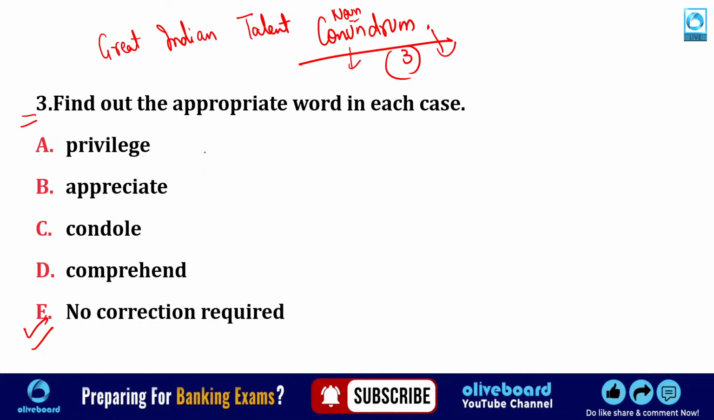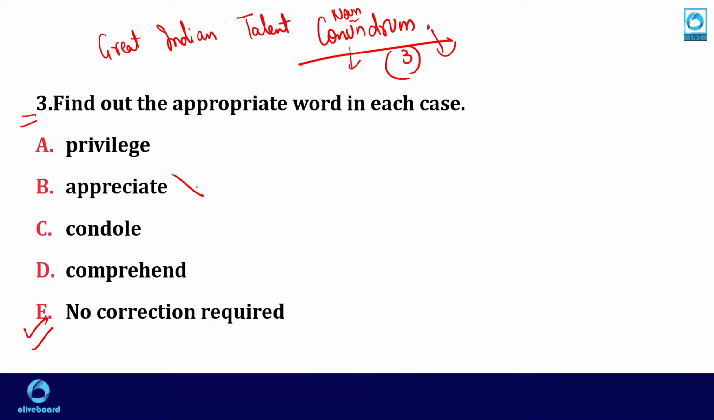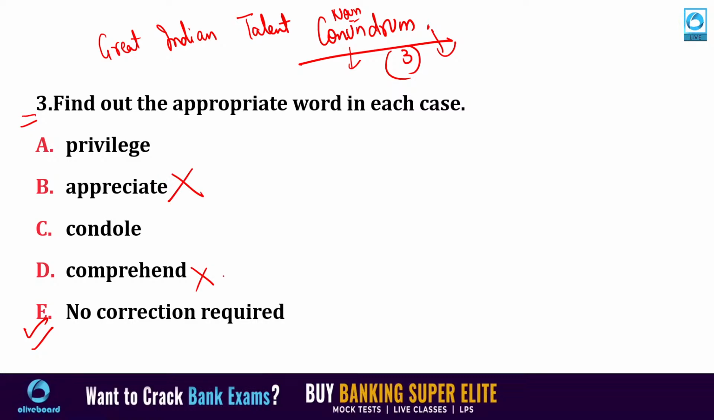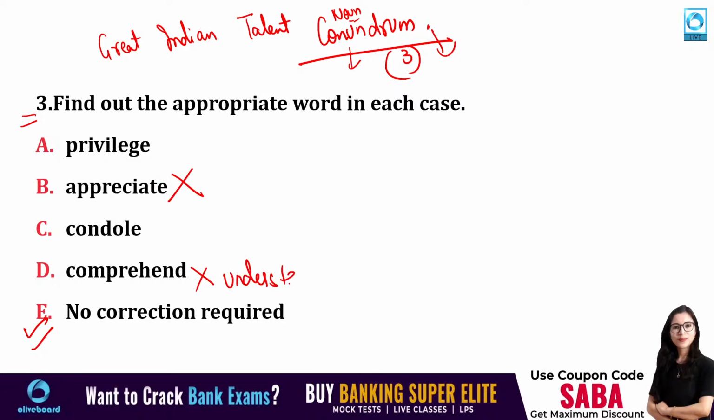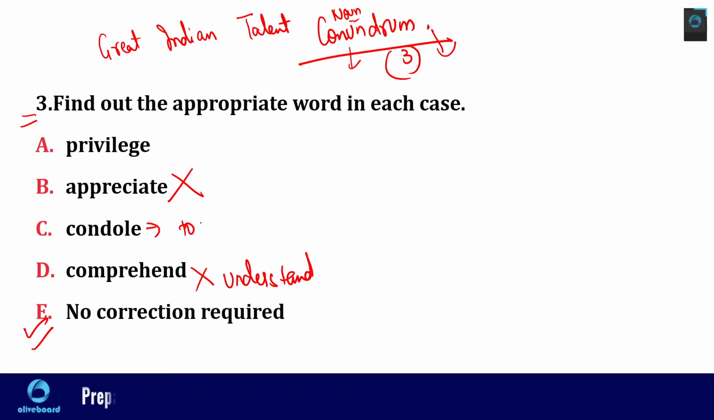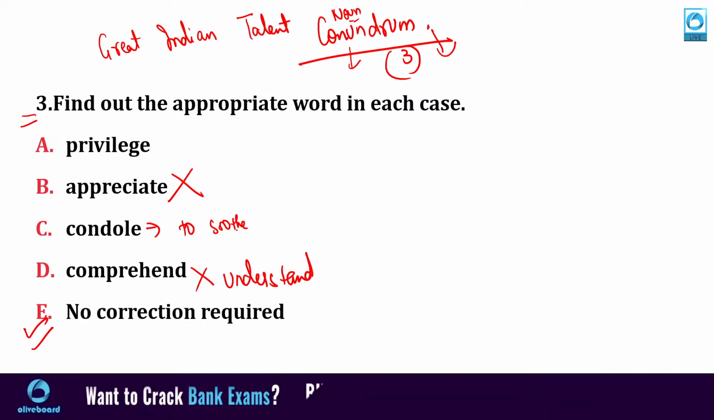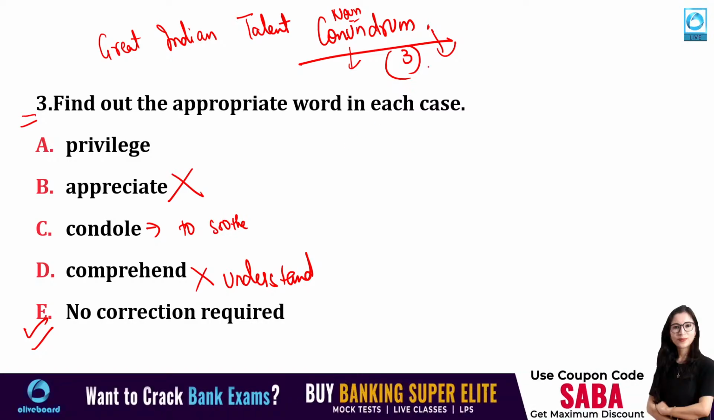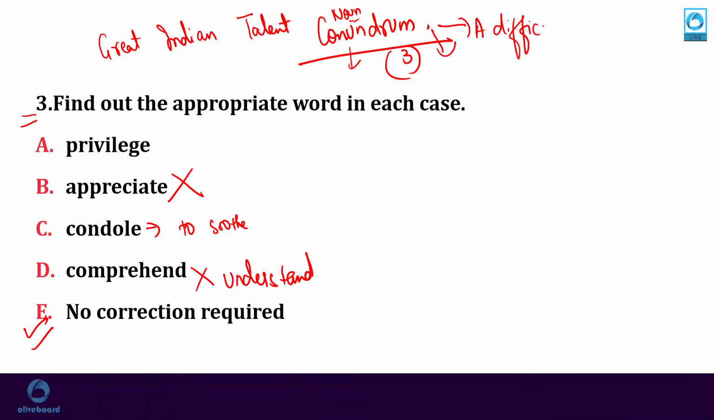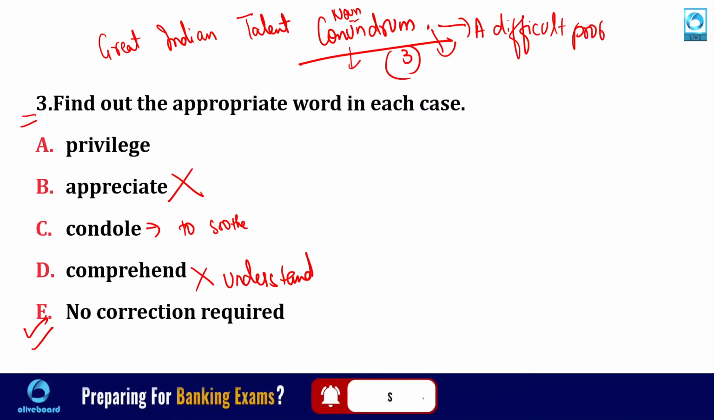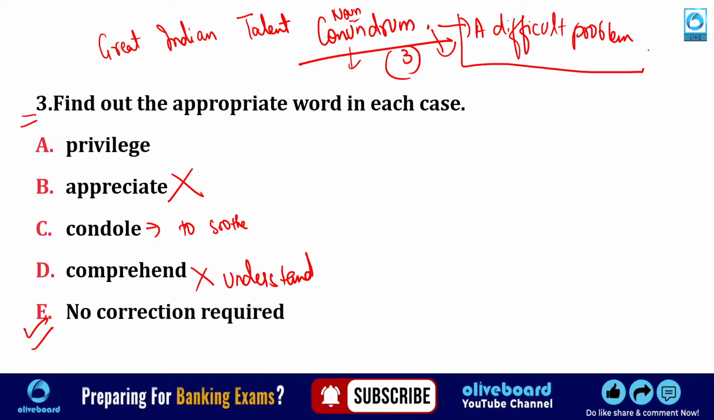Now listen. Here we need a noun, so simply we can eliminate these options. Comprehend means to understand. Condole means what? Condolence. To soothe someone. Conundrum means a difficult problem, a confusing problem, a puzzle you can say. Here this word has been used in the sense of a difficult problem.